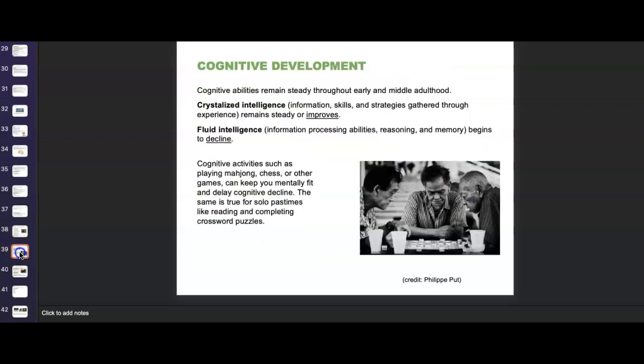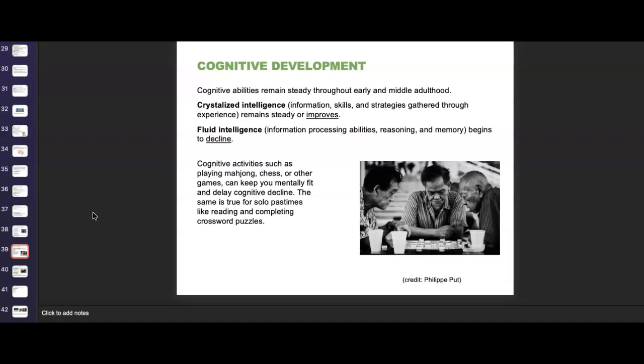Now, cognitive development as you reach adulthood: cognitive abilities remain steady throughout early and middle adulthood. They have what's called crystallized intelligence, information, skills, and strategies gathered through experience. This remains steady or improves. Fluid intelligence, which is information processing abilities, reasoning, and memory, this, however, begins to decline. So as we age, these two types of intelligence begin to either decline if fluid, or improve if crystallized.